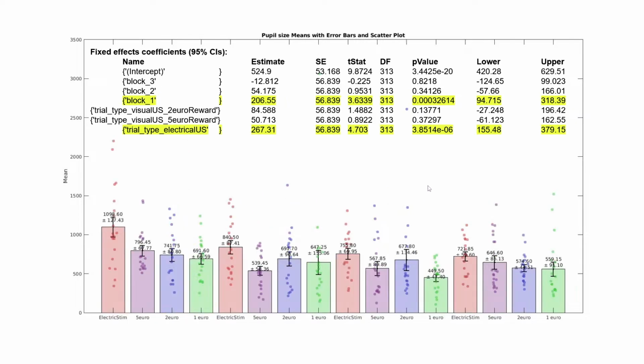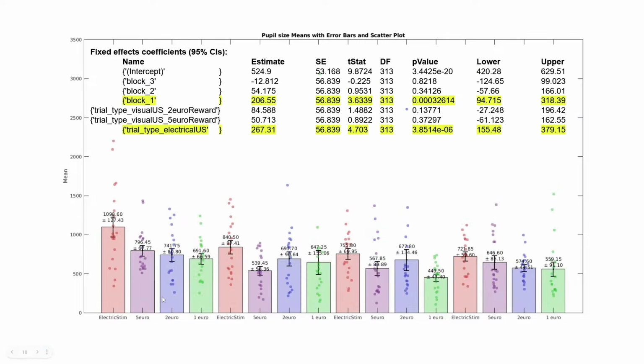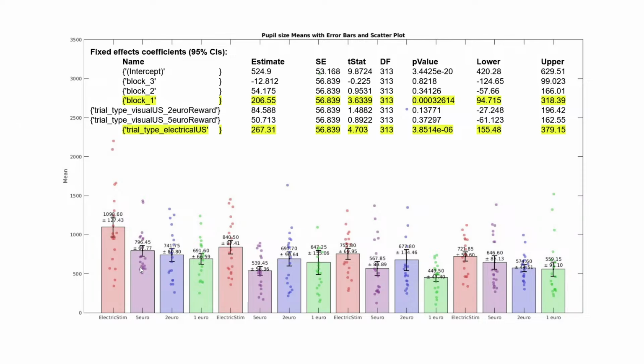difference, but we also take a look block by block with the same approach. I'm not going to stop in detail to save some time. If somebody is interested, we can get back and look in more detail. But what we've done, we analyzed block by block. Inside each block, we compared 1, 2, 5 euro and electrical stimulation separately inside the first, second, third, and fourth block.